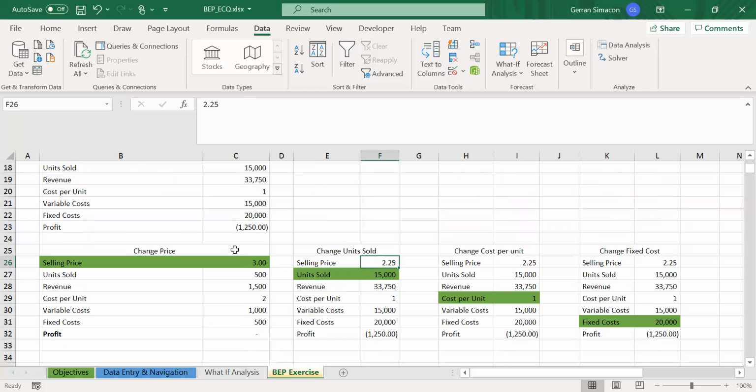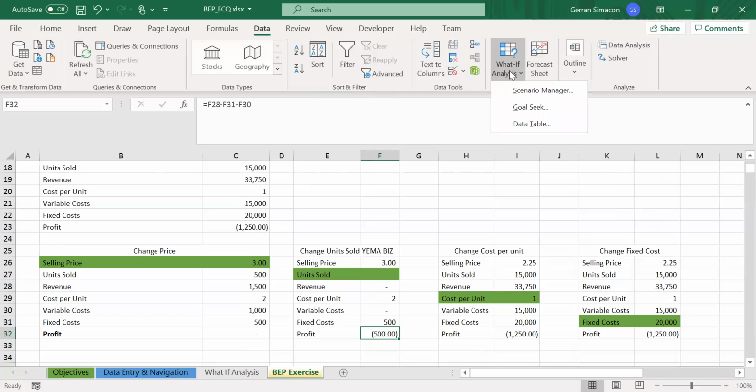So, for example, a Yema business. For example, you sell Yema, and your selling price for the Yema is 3 pesos. The cost per unit is 2 pesos, and the fixed cost is 500 pesos. Let's make our profit 0. So how many units should we sell to come up with 0 profit?